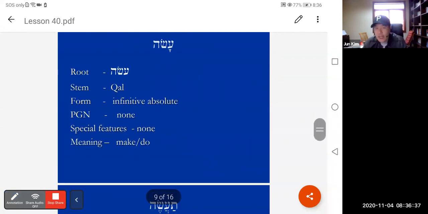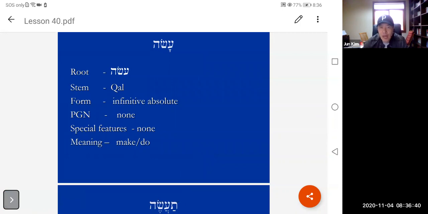Now let's analyze the first verb, asa. Kal. Root letters asa, kal, infinitive absolute. One more time: do not simply put infinitive. You need to make sure to put infinitive absolute, non-special feature and non-PGN. Meaning, how are you going to put the meaning? Just put the meaning of the verb as it is. You don't need to put the meaning after 'to'. Just directly put the meaning.